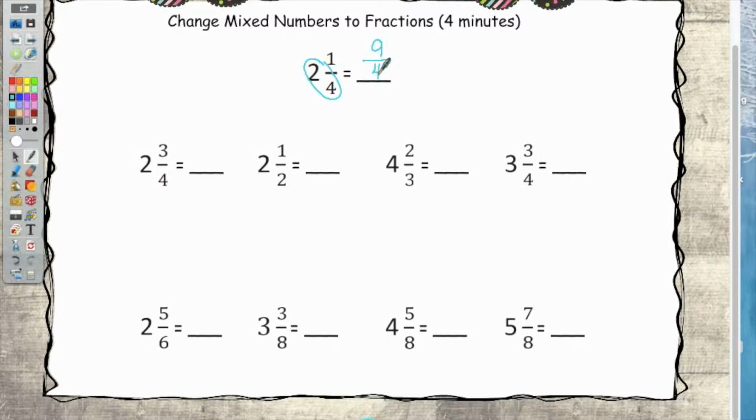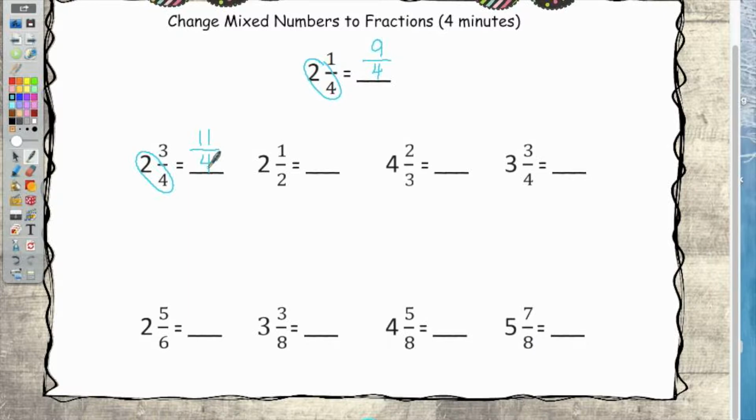Let's practice another. So I'm going to multiply these two. You don't have to circle it, I'm just showing you. 8 times 11, plus 3, and my denominator does not change. Okay? All right, I'm going to pull some sticks.